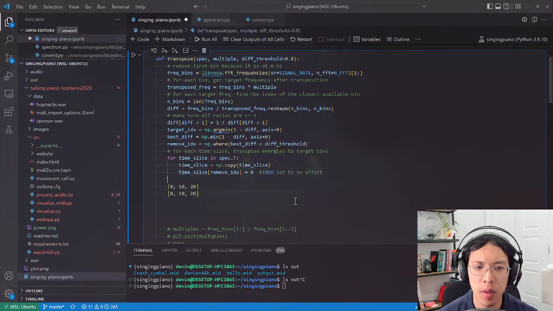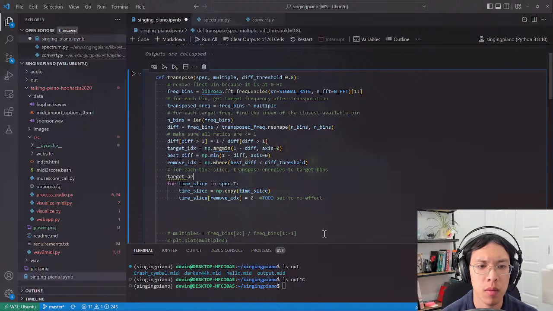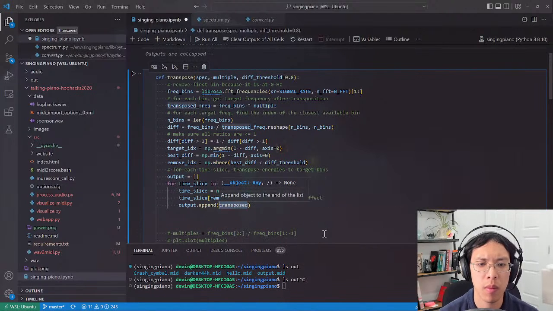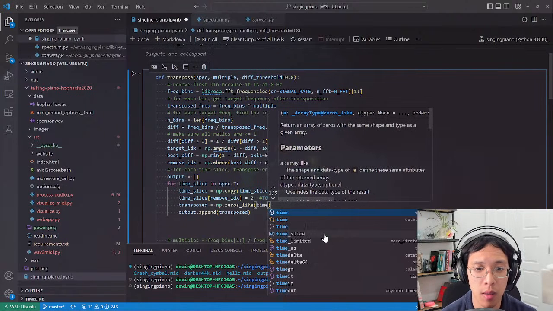Okay. We remove the ones we don't want, and then we are going to move these to the target index. So we need a target array. Just call it output, and we'll just append something to output. Okay, so transpose is going to be our new array. It's going to be empty first, so it'll be numpy zeros, but zeros like time slice.